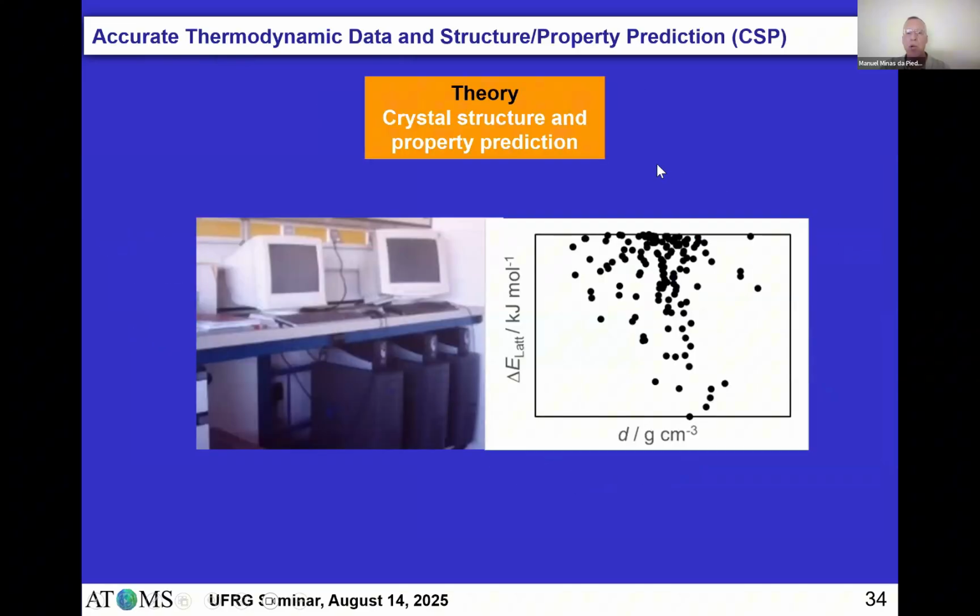Now, why is a very careful thermodynamic characterization of polymorphism important for people who are trying to develop crystal structure prediction methods? I've written here crystal structure and property prediction, but property prediction is something that is very, very incipient at present. So what they typically give us is what they call a polymorph landscape.